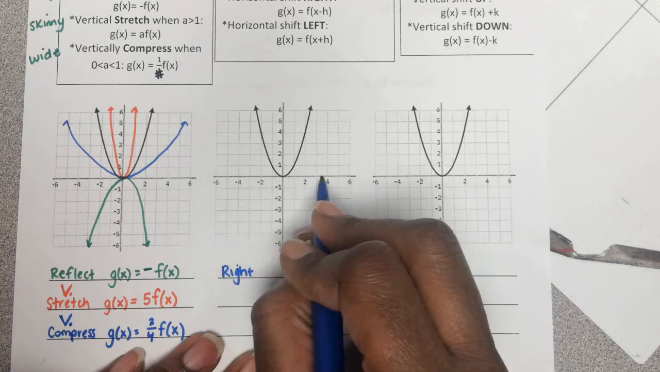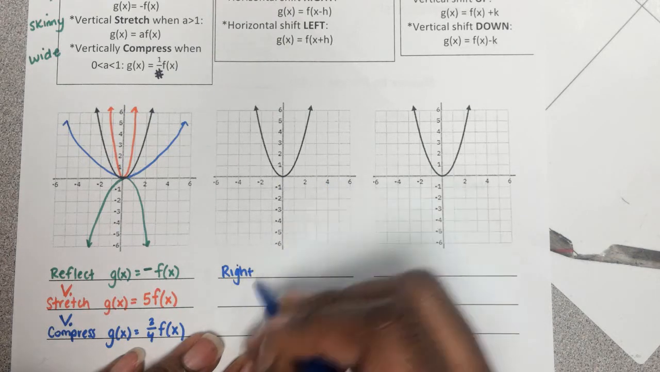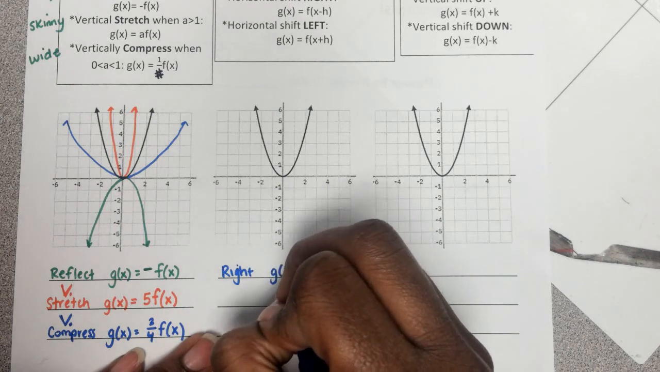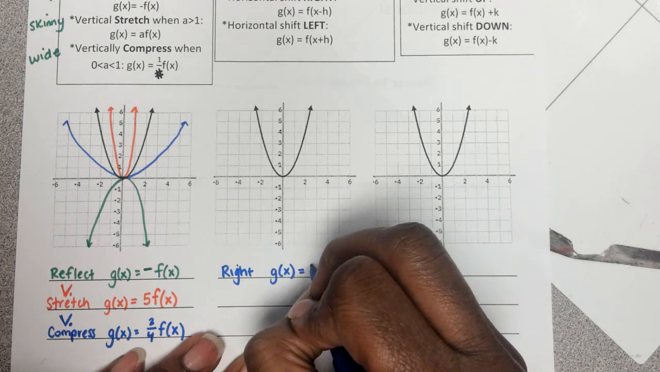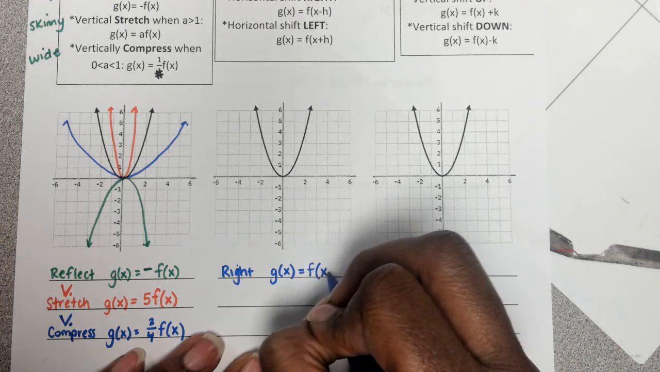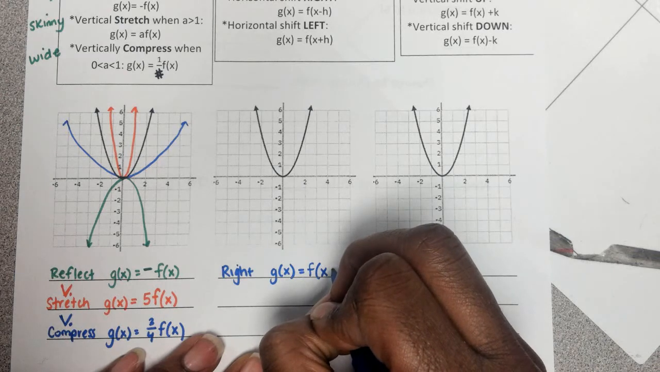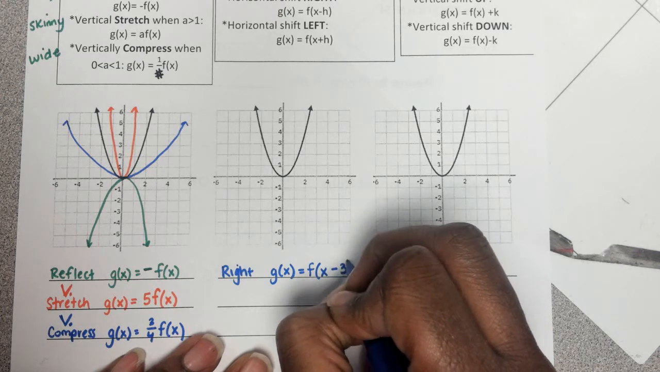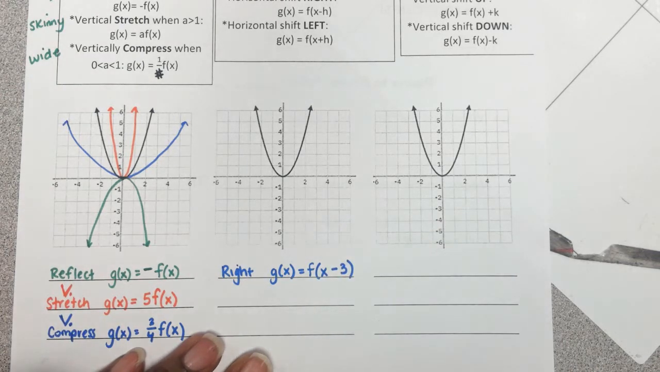If I want to move my vertex over, then I would need to make sure that I have something going on inside of the parentheses, and let's use -3 right here.